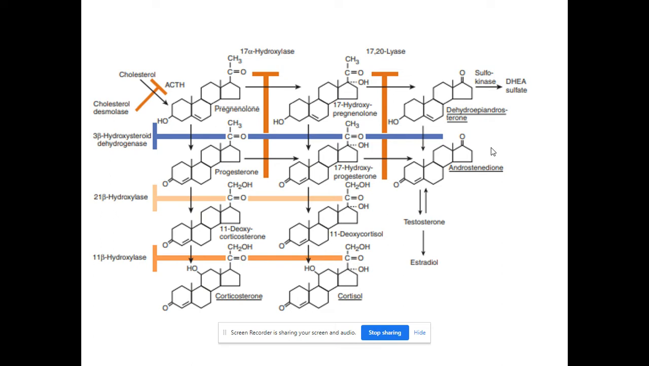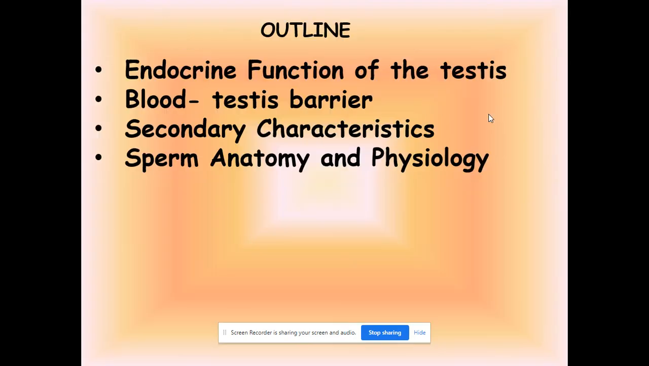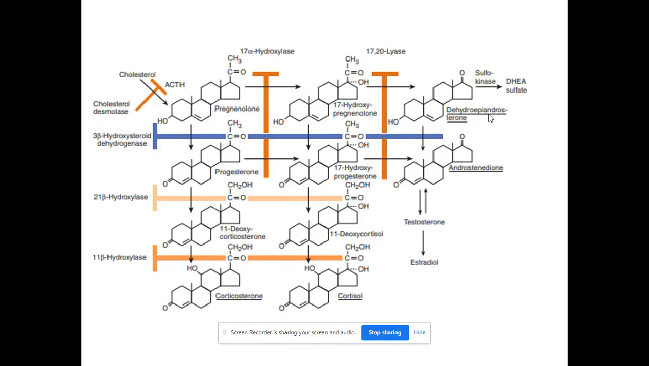The secretion of testosterone is under the control of luteinizing hormone. The mechanism by which luteinizing hormone stimulates the Leydig cells involves increased formation of cAMP via the G protein-coupled LH receptor and Gs. Cyclic AMP increases the formation of cholesterol from cholesterol esters and the conversion of cholesterol to pregnenolone via activation of protein kinase A, which is a type of enzyme. So let me show you now the endocrine function of the testis.